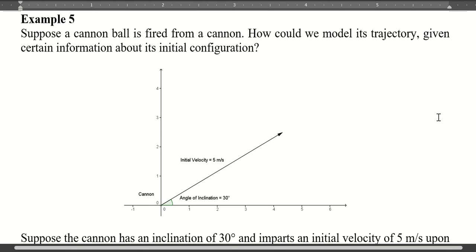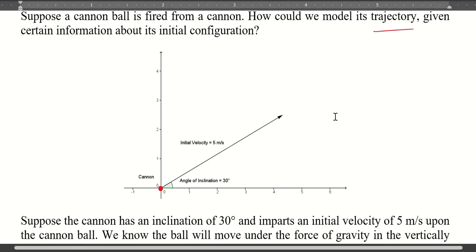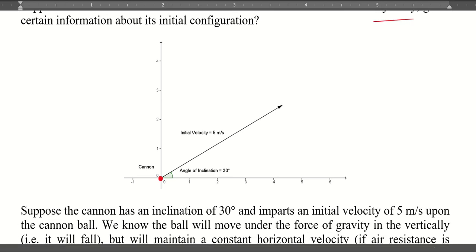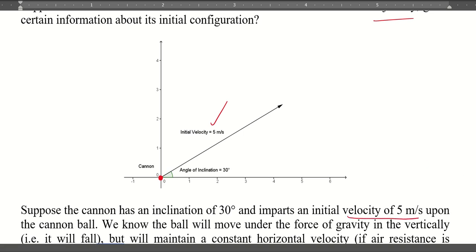Example 5. Here we are told that suppose a cannonball is fired from a cannon, and the cannon is placed at the origin. How could we model its trajectory given certain information about the initial configuration or initial velocity? Suppose initially the velocity is 5 meters per second, and the trajectory of fire is at an inclination of 30 degrees.